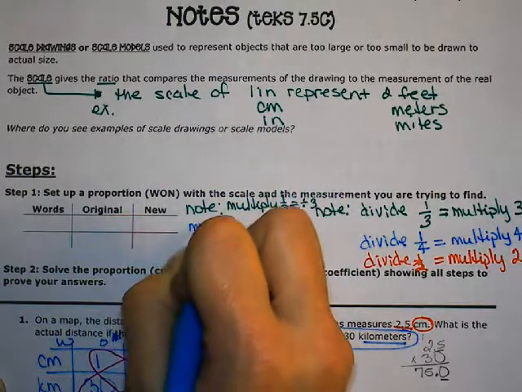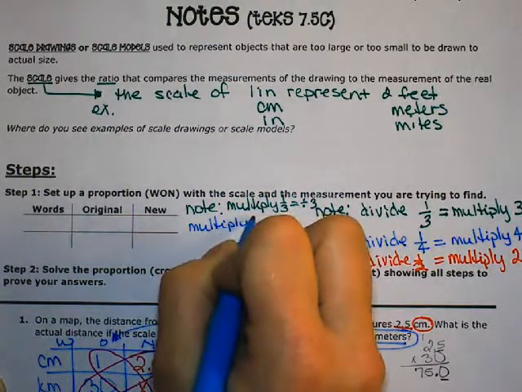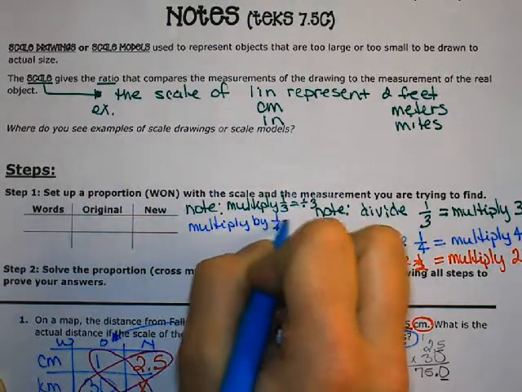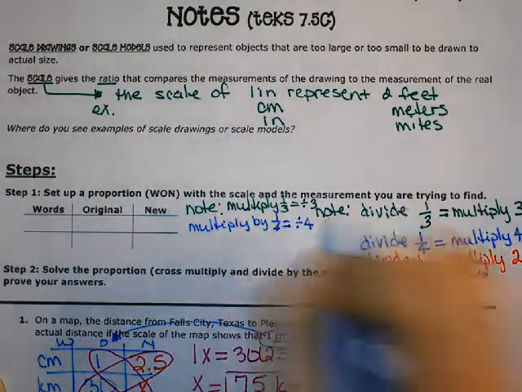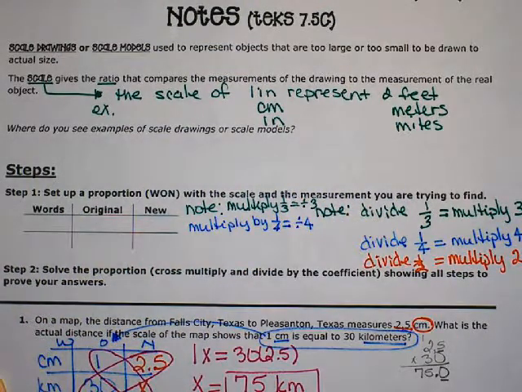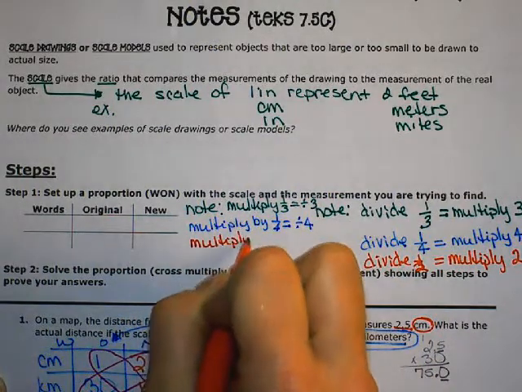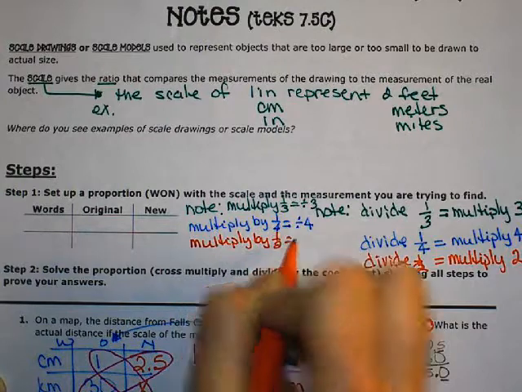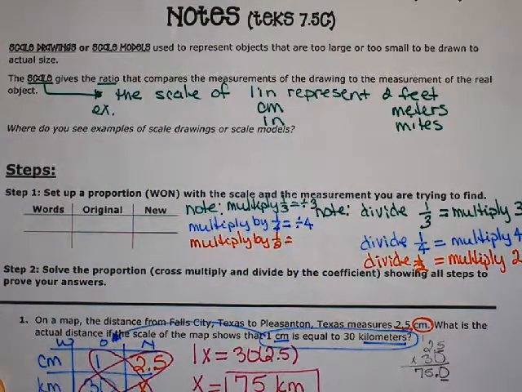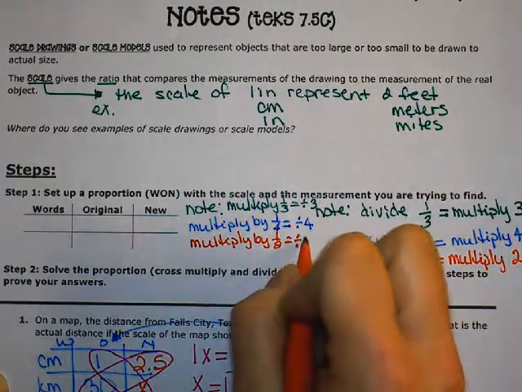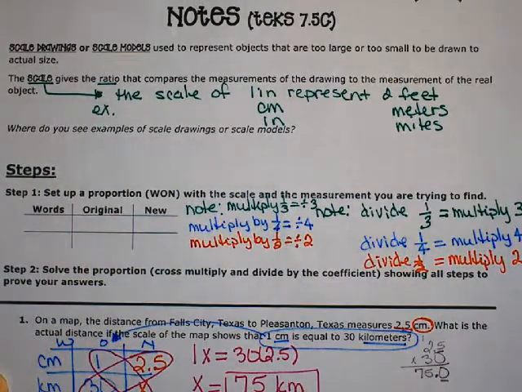If I'm going to multiply by 1/4, this is the same thing as dividing by 4. And guess what? If I multiply by 1/2, it's the same thing as, you guessed it, dividing by 2. So we are going to use this concept to help us finish number 3.